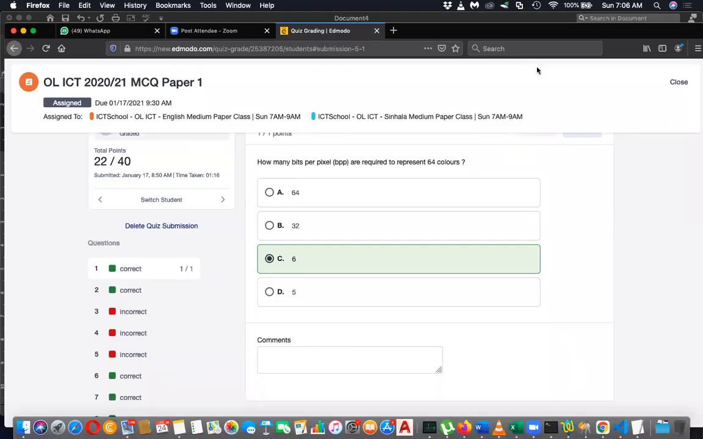What is the algorithm? The first question is how many bits are required to represent 64 colors? And then the answer is 6. How to get that? Power of 2.